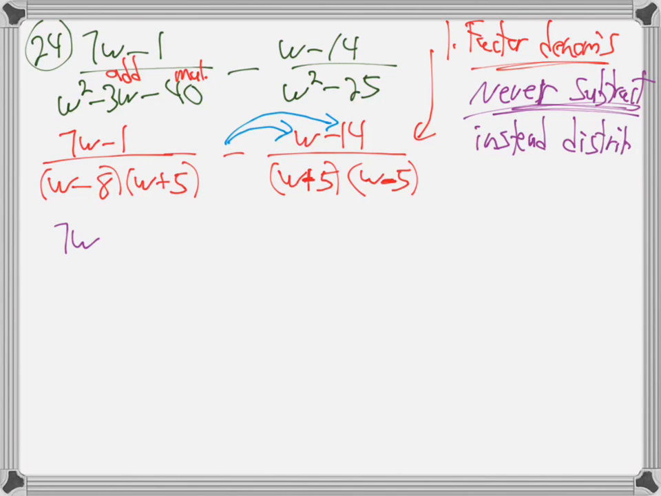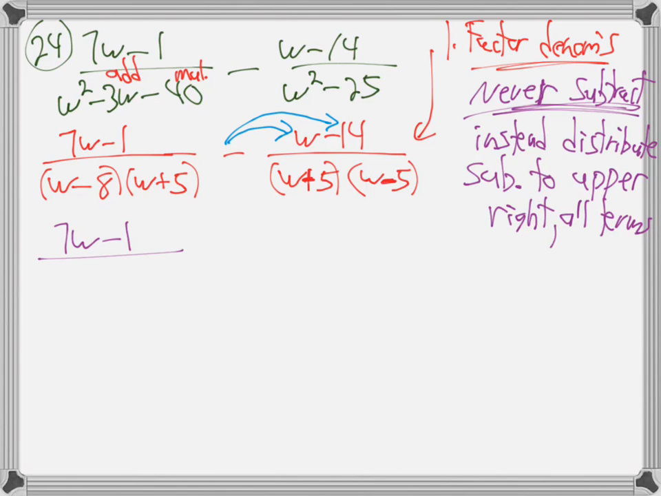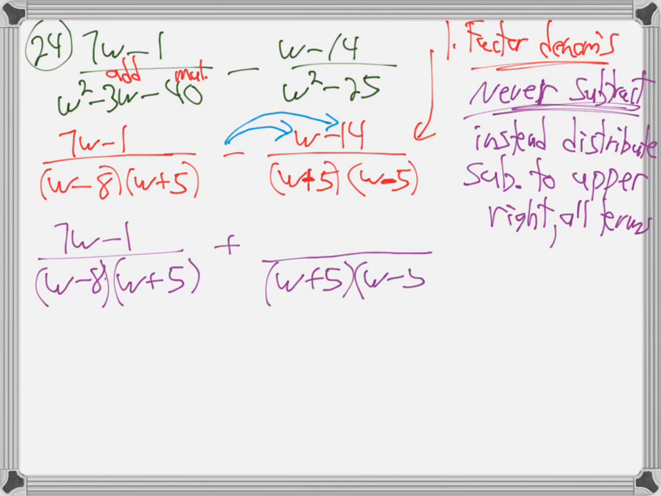distribute the subtraction to the upper right, all terms. So it'll hit both those. So it'll become 7w minus 1, w minus 8, whoops. Plus, and that'll become minus w plus 14. Does everybody see what happened there?